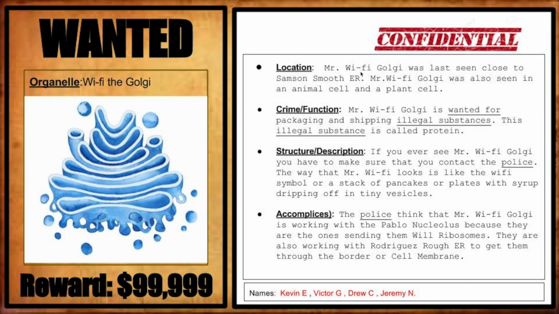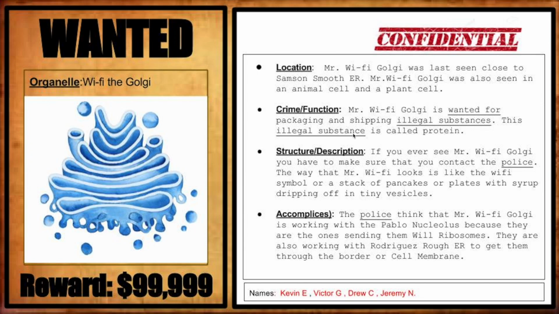All this information tells you what to put in from part 2 in your instructions. Location. Mr. Wi-Fi Golgi was last seen close to Samson Smooth ER, which is the endoplasmic reticulum. They were creative with it. They gave it a name and everything. I like that. All right, Mr. Wi-Fi Golgi was also seen in an animal cell and a plant cell. Remember, some of these organelles are only found in animal cells. Some are only found in plant cells. Some are found in both cells. And they told the location of the Golgi apparatus.